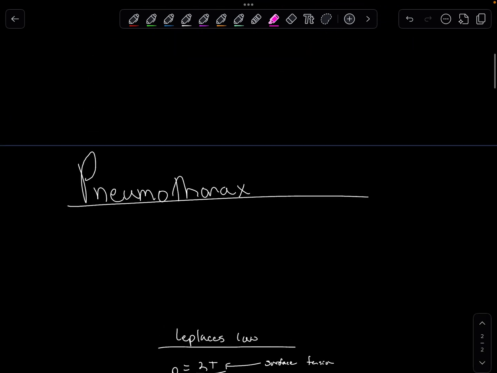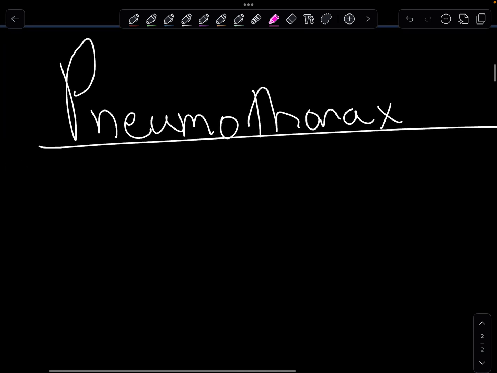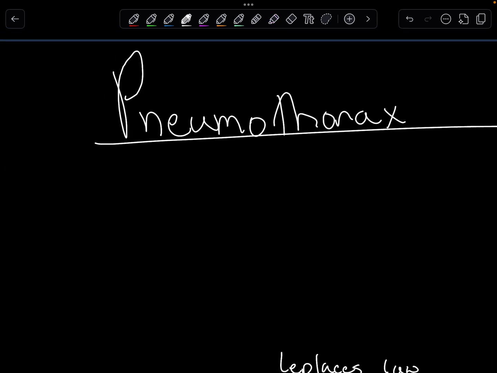We're going to briefly talk about pneumothorax. And now this is basically occurs when the pleural cavity is exposed. So either through like a knife cut, or just maybe a rib punctures it. So air enters the pleural cavity. Okay, and if air from the atmosphere enters this cavity, we're going to have a loss of negative pressure.